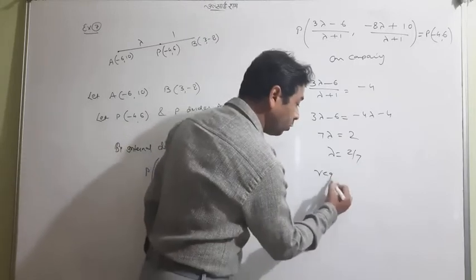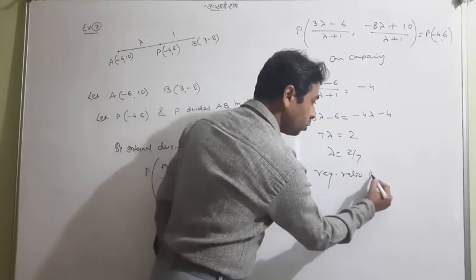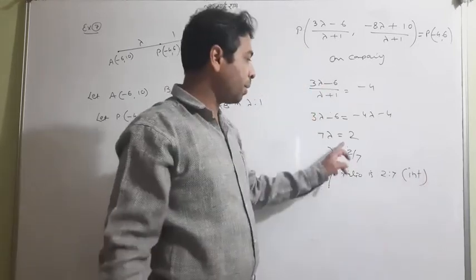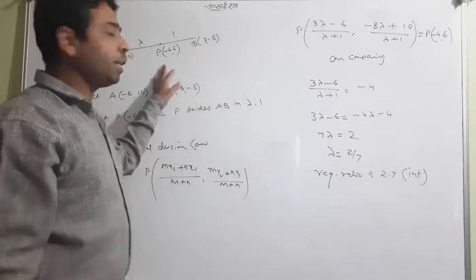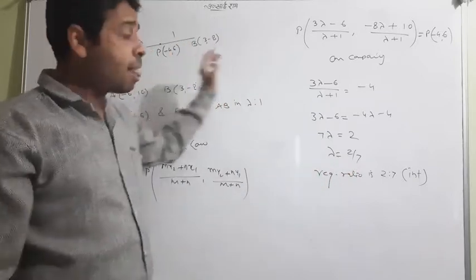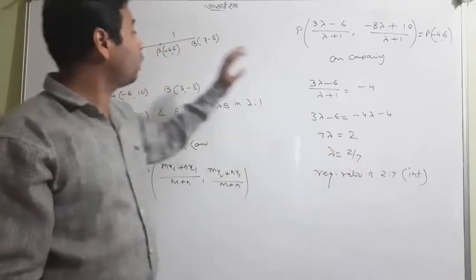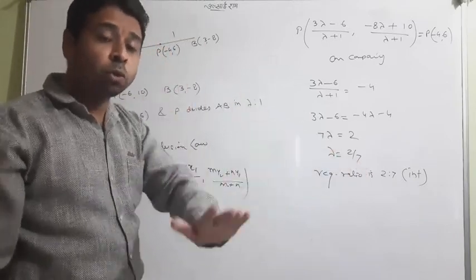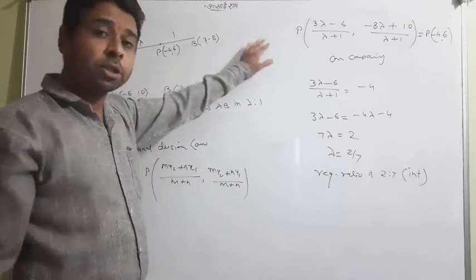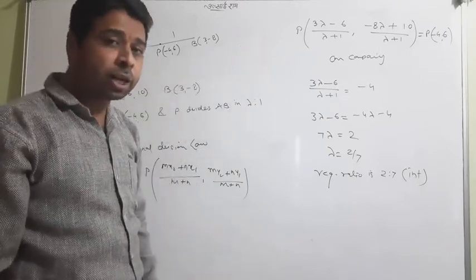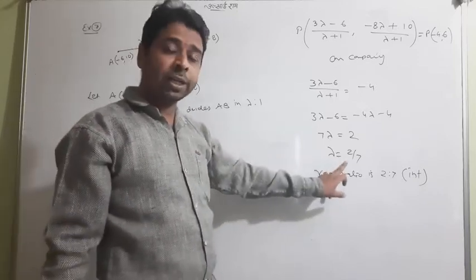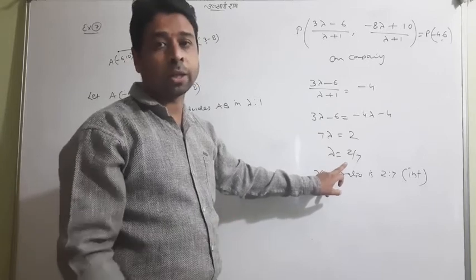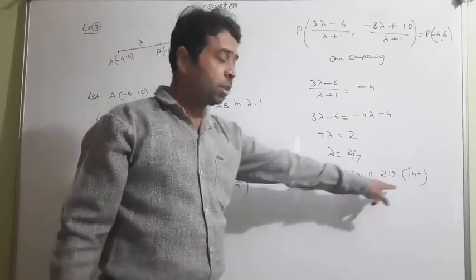So required ratio is 2:7. Here you will write internally. Why? Because lambda is positive. And fortunately we made an internal division. It may be possible that lambda turns out negative and you have made the picture internally. So don't worry, it's a rough structure. Initially we do not know that P is internal or external, so we always take internal while starting the question. After finding the value of lambda, you will come to know whether it is internal or external. So we got lambda positive, it means it is an internal division.